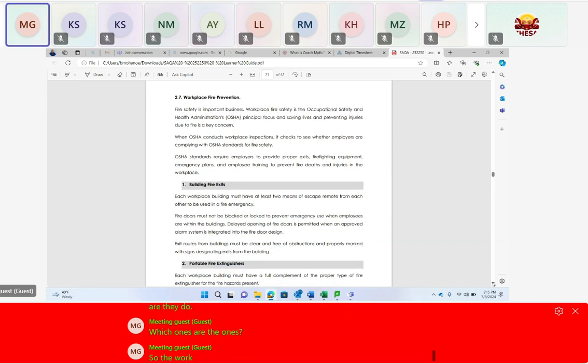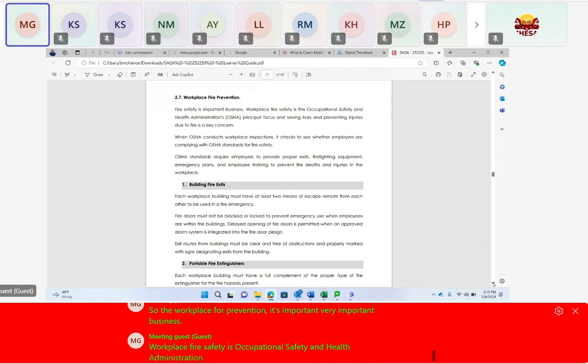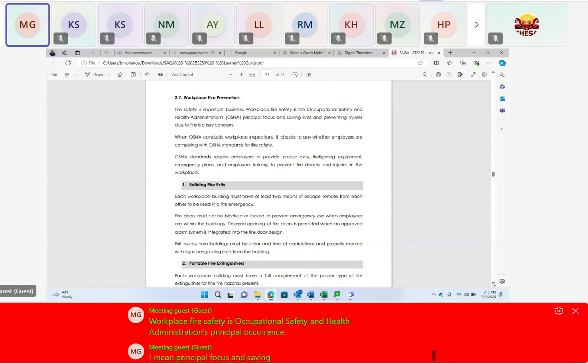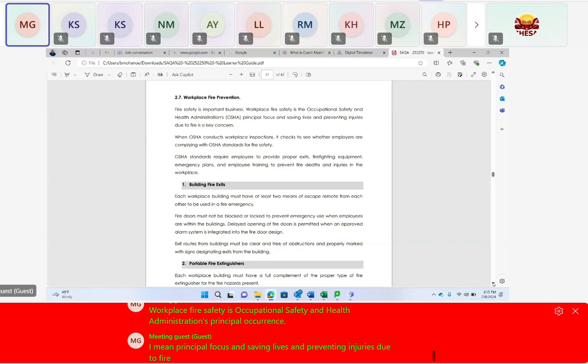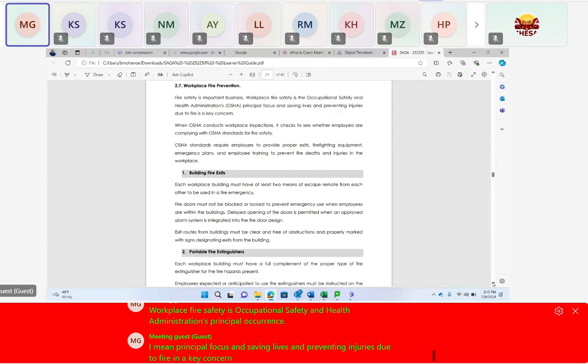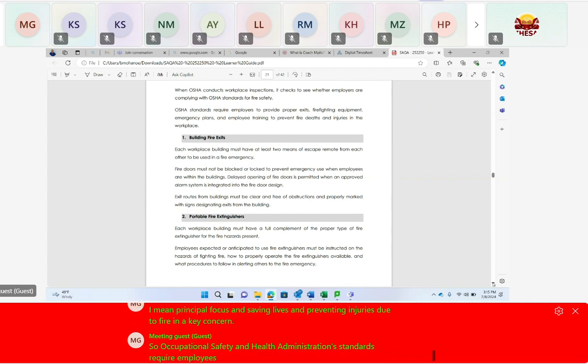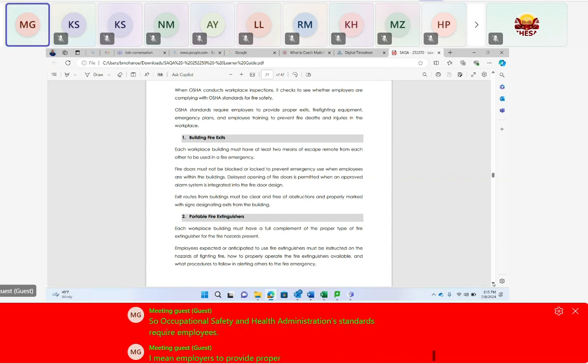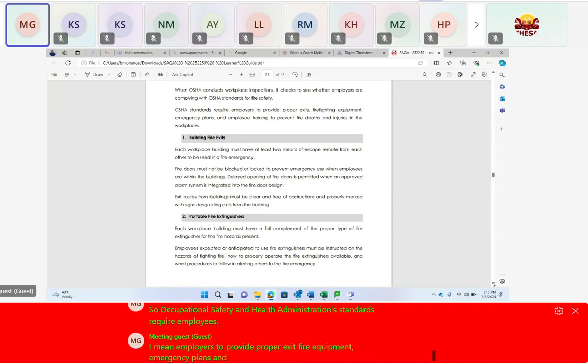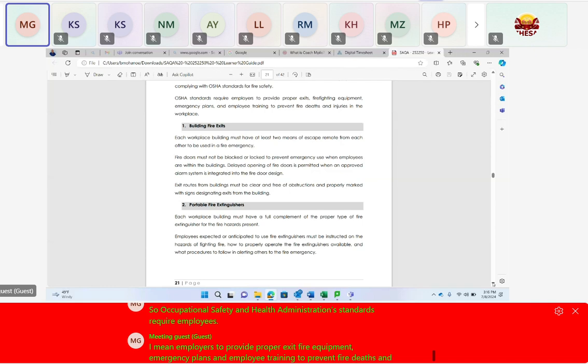So workplace fire prevention is very important business. Workplace fire safety is the Occupational Safety and Health Administration's principal focus in saving lives and preventing injuries due to fire, a key concern. The Occupational Safety and Health Administration's standards require employers to provide proper exit, fire equipment, emergency plans, and employee training to prevent fire deaths and injuries in the workplace.